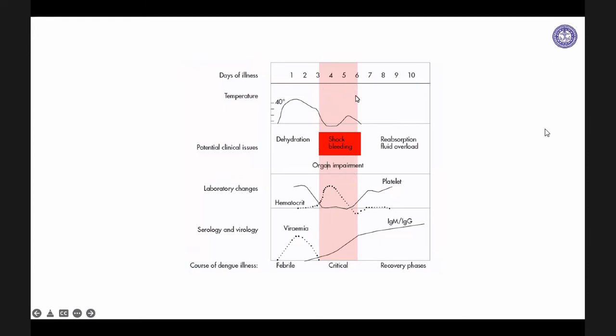About 48 hours later, this period finishes and the patient starts to recover. And again, the platelet count rises, and the hematocrit, which was high, comes back to normal. And the fluid that had leaked out during the critical phase will become reabsorbed back into the vascular circulation. And after about 5 days, the antibodies are positive. So after 5 days, if you want to make a diagnosis, you can do the IgM antibodies.